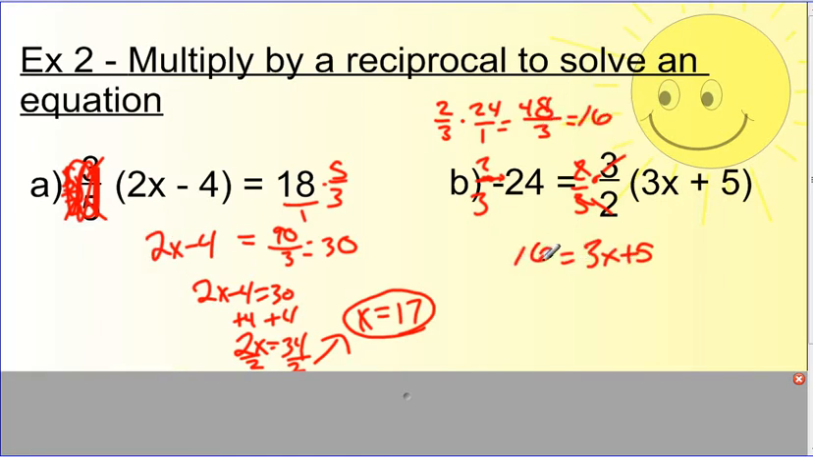Now we've got an easier problem to do. This is a two-step. We've got the variables being multiplied by something and added by something. Get rid of the add and subtract first. 3x equals 11. Divide by 3. Divide by 3.